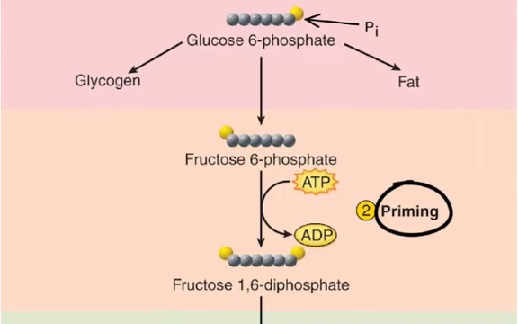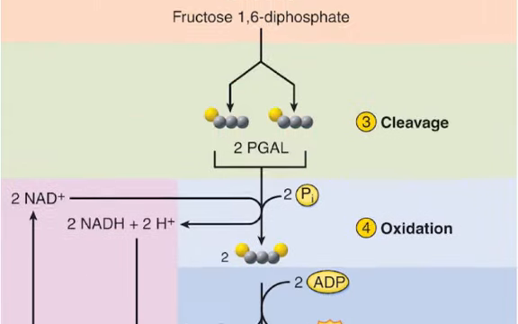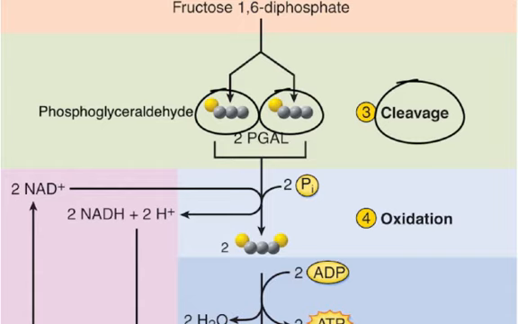The glucose 6-phosphate is rearranged to form fructose 6-phosphate, which is phosphorylated again to form fructose 1,6-diphosphate. This primes the process by providing activation energy. Step 3 is cleavage. The fructose 1,6-diphosphate splits into two 3-carbon molecules, which generates two molecules of phosphoglyceraldehyde, which is also called PGAL. Step 4 is oxidation.